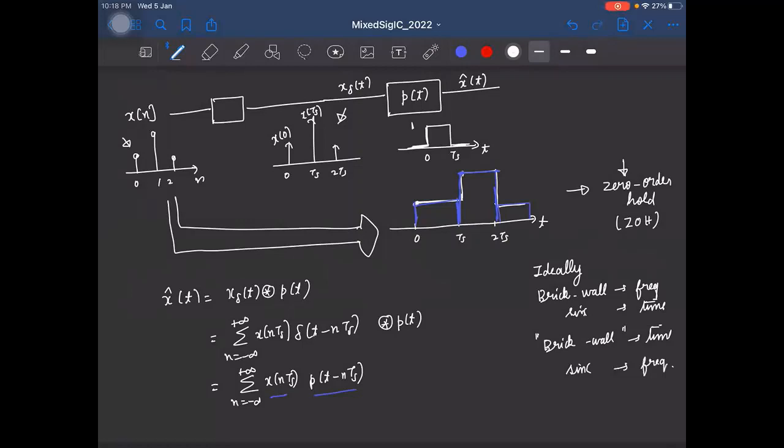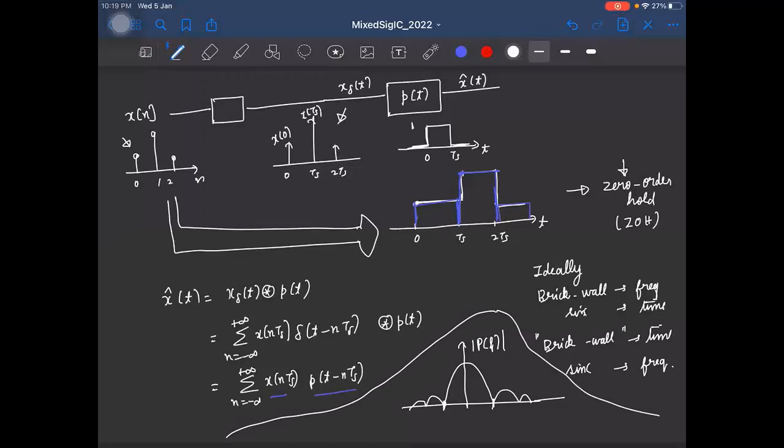And how will the frequency response of this look? Well, we know it's a sinc. So if I plot the magnitude, it will look like this. So this is mod P of f, right? And what are the zero crossing values? Well, a small digression. How can we find the zero crossing values easily?